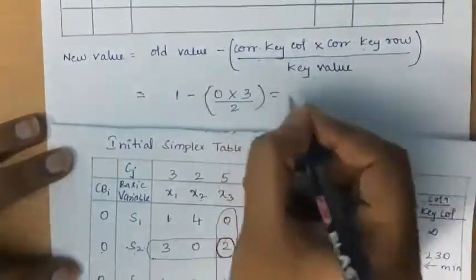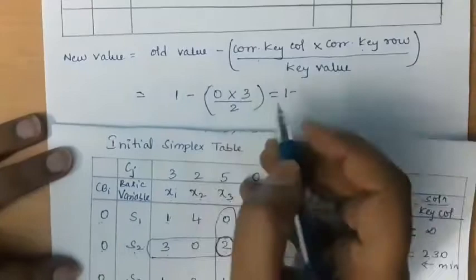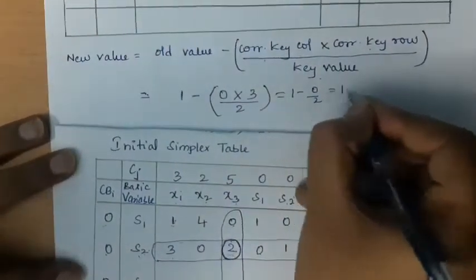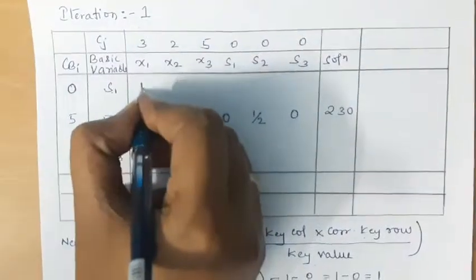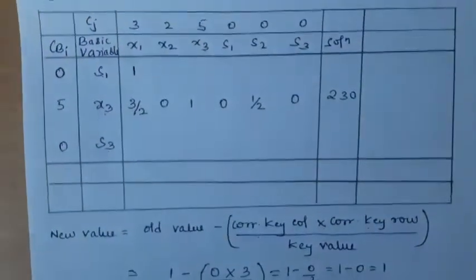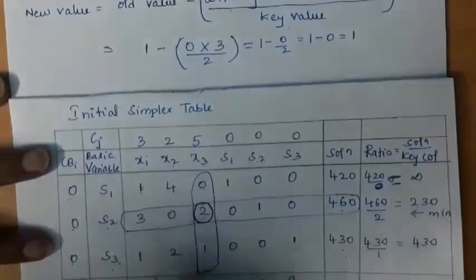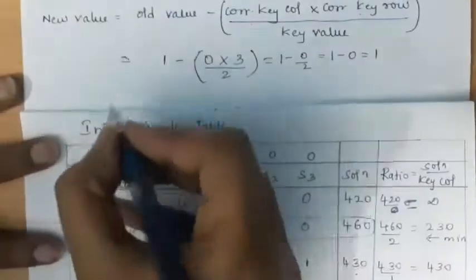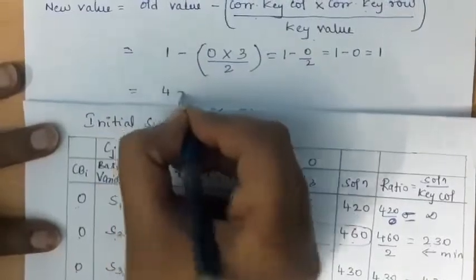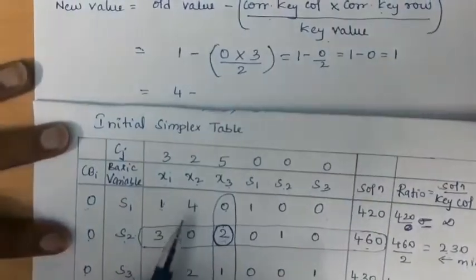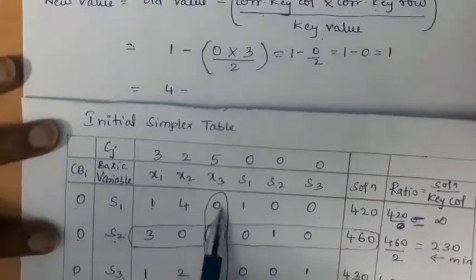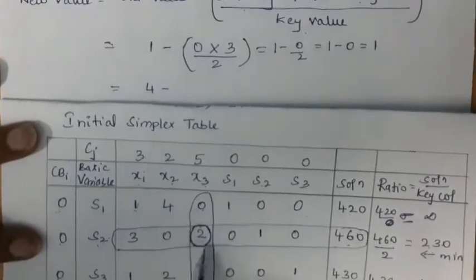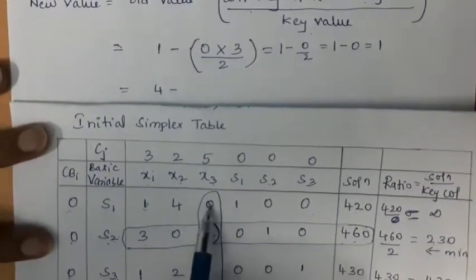So simplify this. 1 minus 0 into 3 is 0 divided by 2. So that is equal to 1 minus 0. That is equal to 1. So I write down here 1. We got 1 here. Update in the table. Next old value from the table, that is 4. Okay. So here write down the formula, 4 minus, again the corresponding key column value for 4 also is 0 only. For all the values, the corresponding key column value will be 0 only, because 0 only is selected along with key value. So you have to write down 0 in the formula.